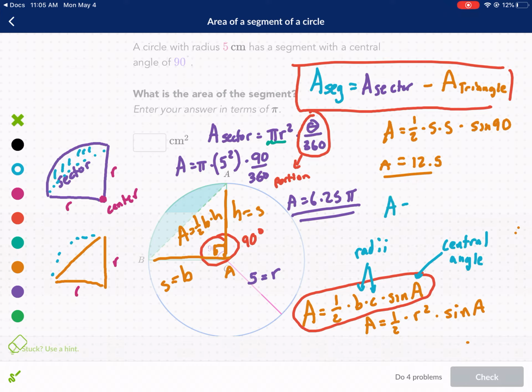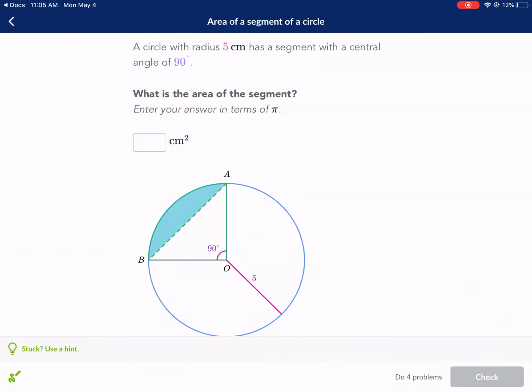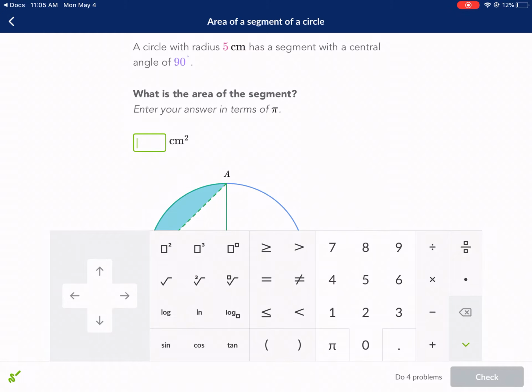So I have area equals 6.25 pi minus 12.5. Now it's asking to leave your answer in terms of pi, so you're going to leave it like that. I know that looks ugly, but that's how your answer needs to stay, because we can't combine these, because 12.5 does not have a pi. So 6.25 pi minus 12.5, and that's going to be your answer.